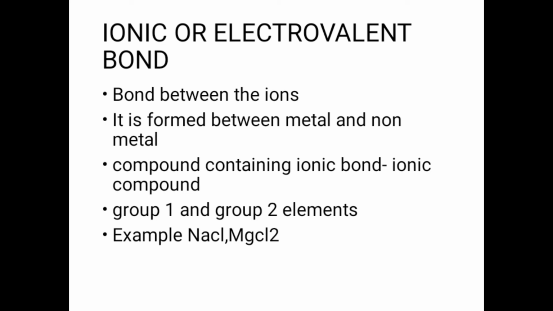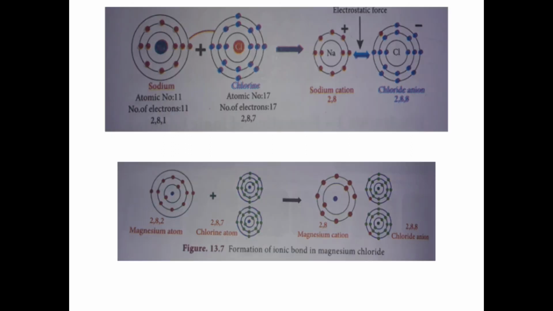And what are the ionic compounds? Group 1 and group 2 elements in the periodic table are ionic compounds. Okay, group 1 and group 2 elements in the periodic table are ionic compounds. So we will be discussing two formations of ionic compounds. One is NaCl and the next one is magnesium chloride. So NaCl is nothing but sodium chloride.